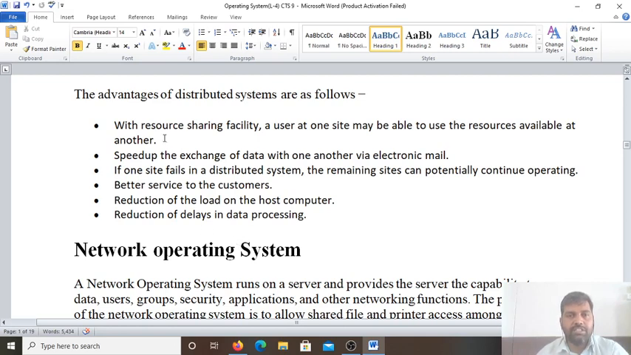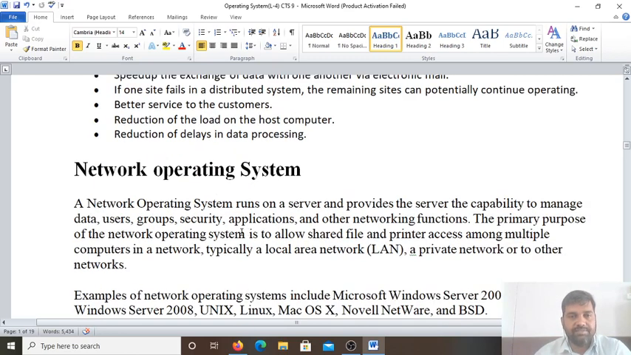What are the advantages of the distributed system with resource sharing facility? A user at one site may be able to use the resource available at another site in the distributed system. It speeds up the exchange of data with one another with the help of electronic mail. If one site fails in a distributed system, the remaining sites can potentially continue operating. Better service to the customers, reduction of load on the host computer, reduction of delays in data processing.